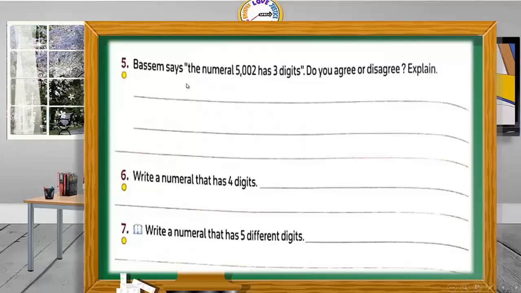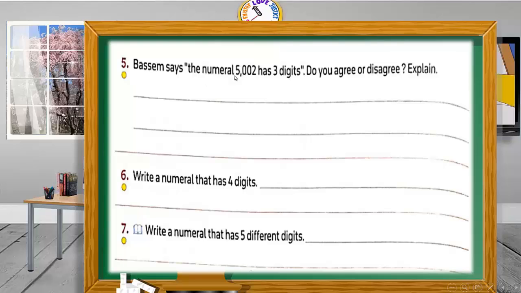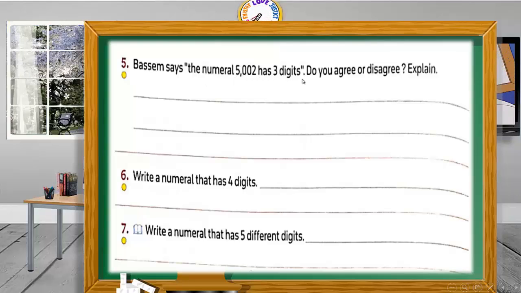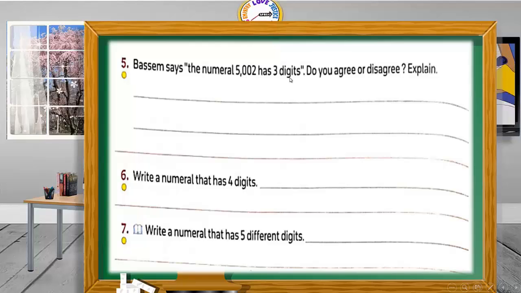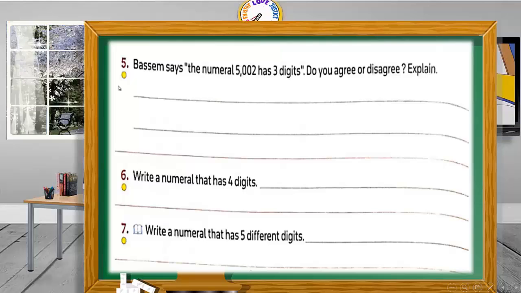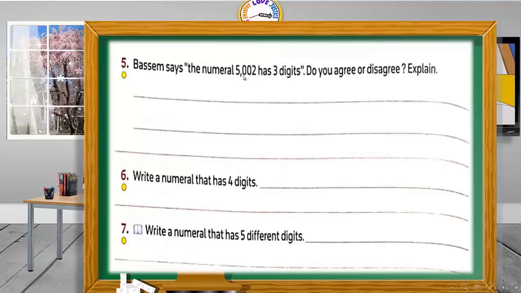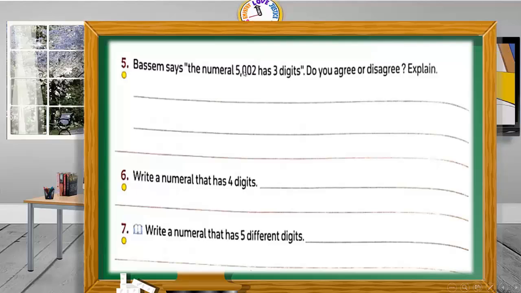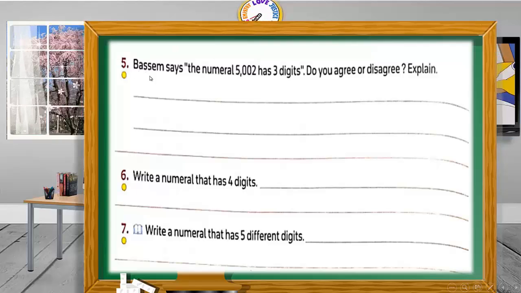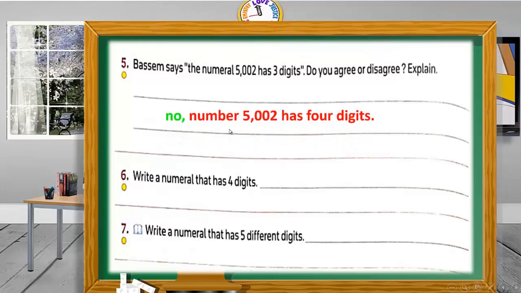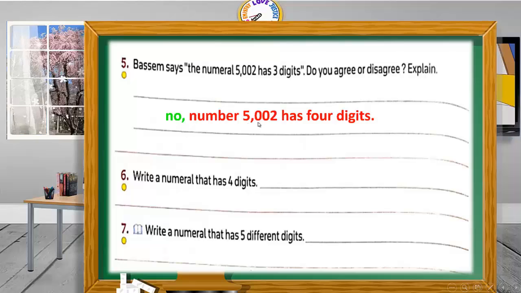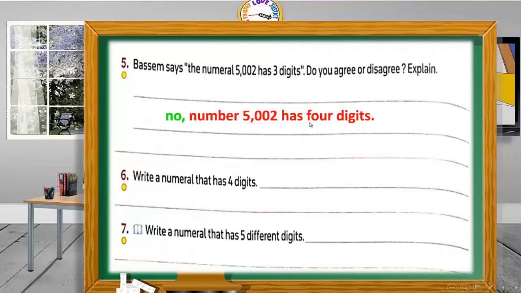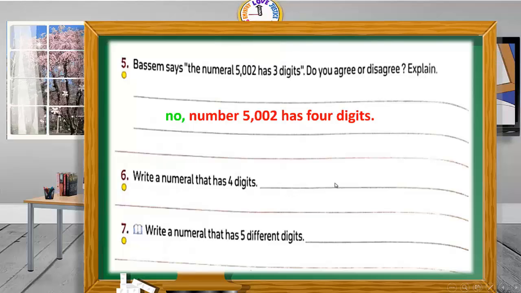Number 5, Basim says the numeral 5002 has 3 digits. Yes or no? Do you agree or disagree? And explain why. Count the number of digits here. 1, 2, 3, 4. Basim, are you sleeping? This number consists of 4 digits. 5002 has 4 digits, not 3. So we disagree. Look at next question.